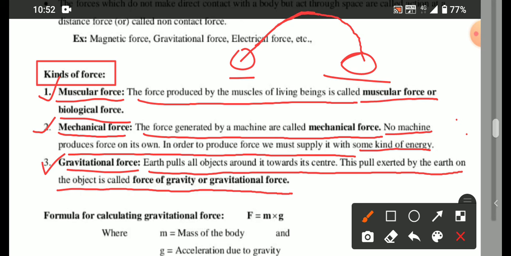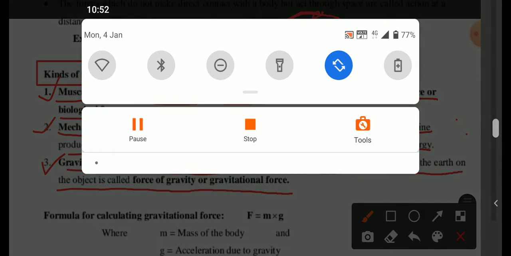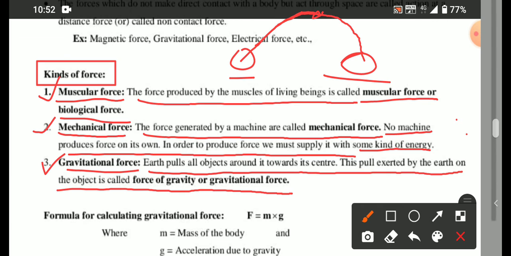Up to here the ball goes and again it comes down. Due to gravity, this process keeps going on.